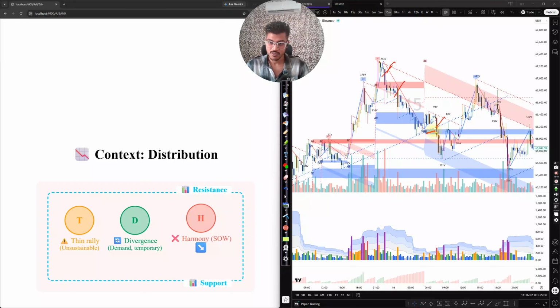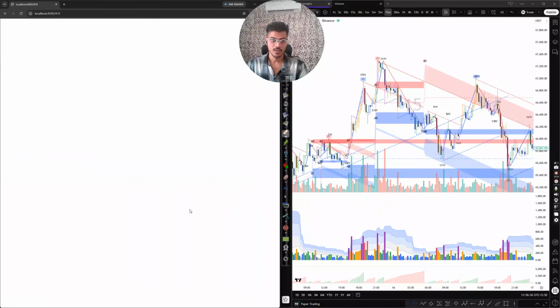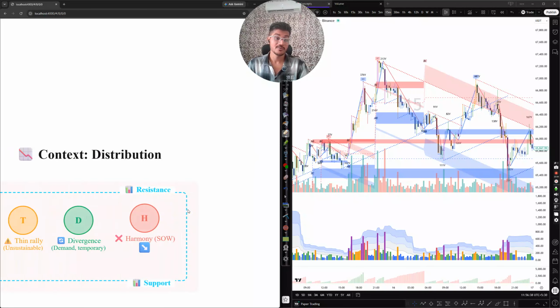Even because it was closing below that low, then the temporary demand appeared. You see, volume was decreasing, right? There's not much volume around there, and then the market goes down from there. Volume was increasing. Harmony, sign of weakness. See, very strong volume candle closing below that, market goes there. Okay, so that's your distribution context.